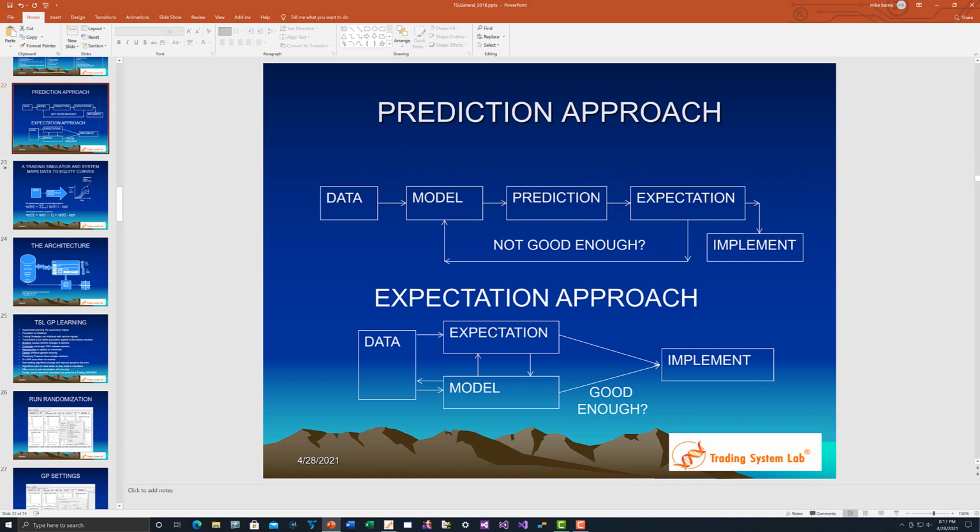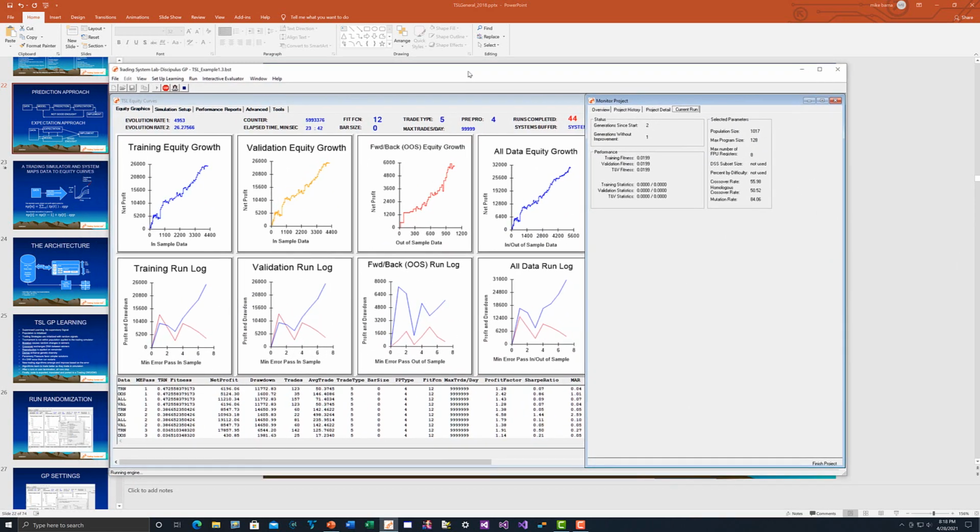Why not eliminate the prediction block altogether and connect the model directly with the trading simulator and the data? Let it all play together in its own way, trying to improve upon what we all know of as a trading system. And if we're happy with it, then we implement it. That's exactly what's happening in Trading System Lab. It's getting better at trading as it's trading in the simulator. Ultimately, we will stop the run and export the code and implement it.